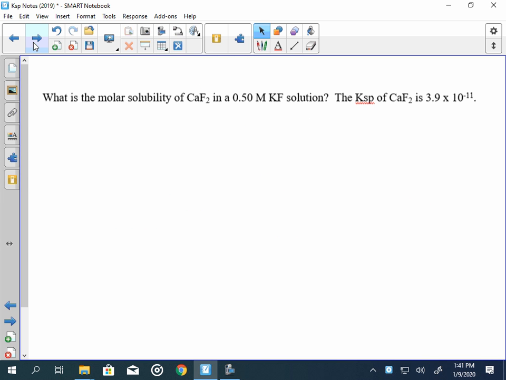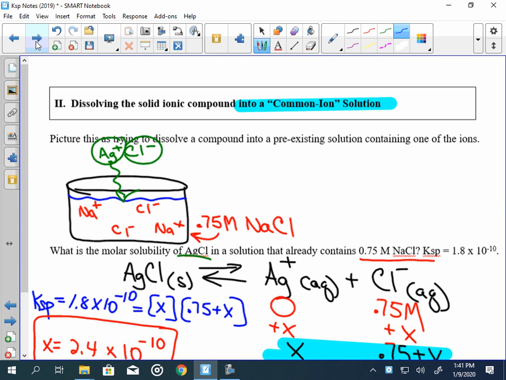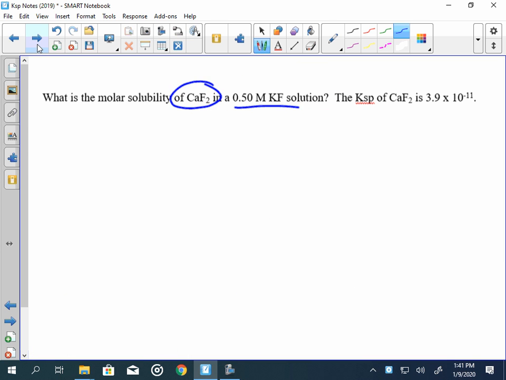Here we go. Last example. Same idea. We're going to put calcium fluoride into some KF solution. Reminder about the category: we're going into a common ion solution. In other words, dissolving it into something, it's not a coincidence that there's fluoride here and fluoride with the KF. Let's describe that solubility reaction.